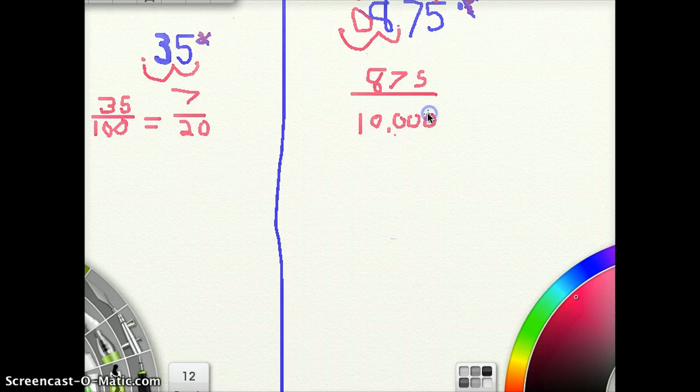Okay, so I wouldn't expect you to know this, but the greatest common factor with these two numbers is 125. Okay, let's just take out 5 first and see what happens. So divide by 5, divide by 5. Okay, and that gives us 175 2,000ths.